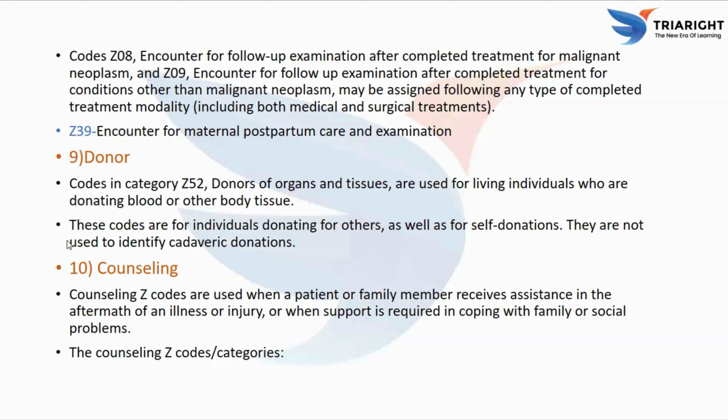Next is donor codes, category Z52. What are donor Z codes? These are used for living individuals who donate blood, organs, tissues. These codes are for the donor but not the recipient. What are the important rules? What are the important guidelines for assigning the donor codes?